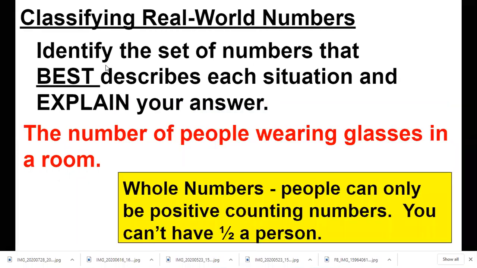So whole numbers is the best way to describe people wearing glasses because people can only be positive counting numbers. You can't have half a person, right? And they can't be negative as well. Okay, let's try another one.